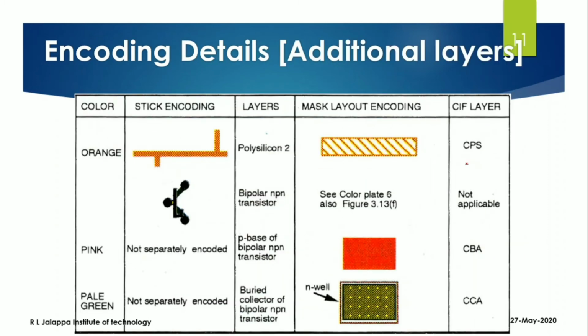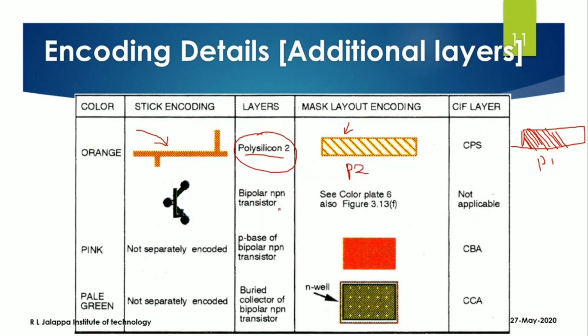Next, additional layers. What might be the few additional layers here? The first one is polysilicon 2. I told you, if you have metal 1 and metal 2, similarly, you may also have polysilicon 2 for any other interconnections. So polysilicon 2 will be represented as orange sticks. For polysilicon 1, you have a rectangle filled with backward slash. If it is densely packed, we call it poly 1. This is poly 1. Now this is poly 2 because it is loosely packed.